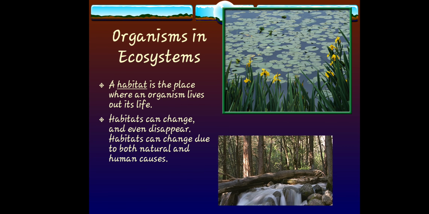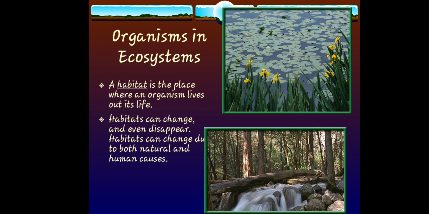So now let's proceed to another concept in ecosystem. Okay, so a habitat is the place where an organism lives out its life. Habitats can change and even disappear. Habitats can change due to both natural and human causes. Okay, so every organism has a certain habitat. Depending on the change in the stability of a certain ecosystem, it is possible that a certain species, like for example a bullfrog, can go and look for another habitat. Possible yan. There's no such thing as a certain species staying in a certain habitat, nangyayari lang yan kung ang habitat na yan ay hindi nagagalaw.